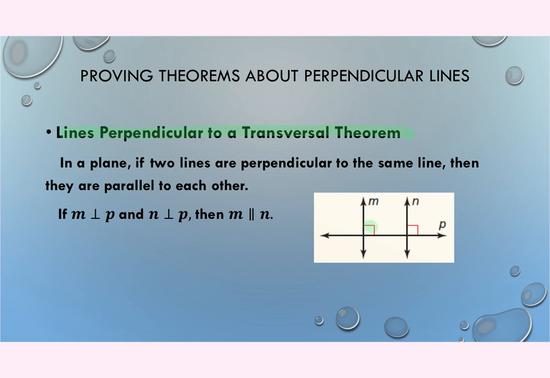Now the given information is that they are both perpendicular to line P, which means that they would be parallel. Again, based on previous knowledge, those are corresponding. If they're corresponding and they're congruent, then the lines are parallel. You could have used that way. Or you can use this one shortcut, the lines perpendicular to a transversal theorem.